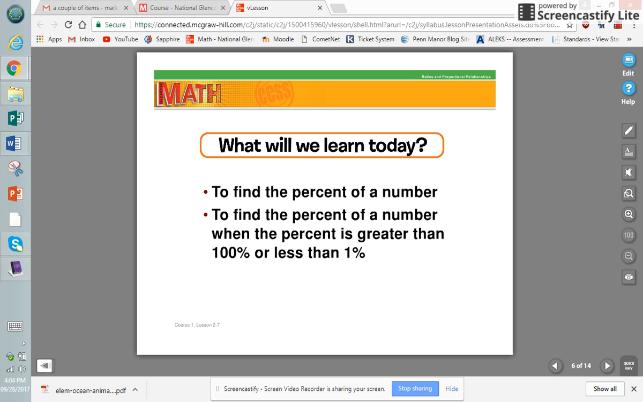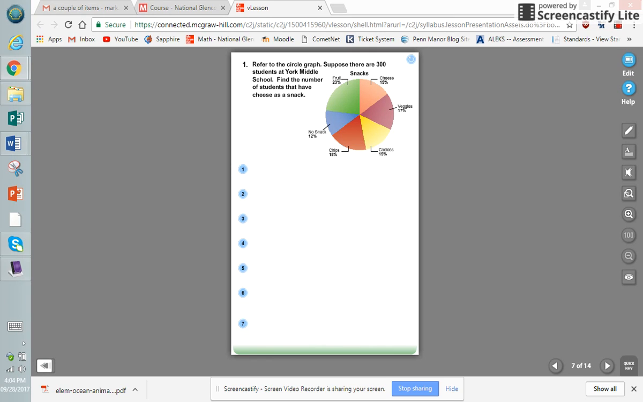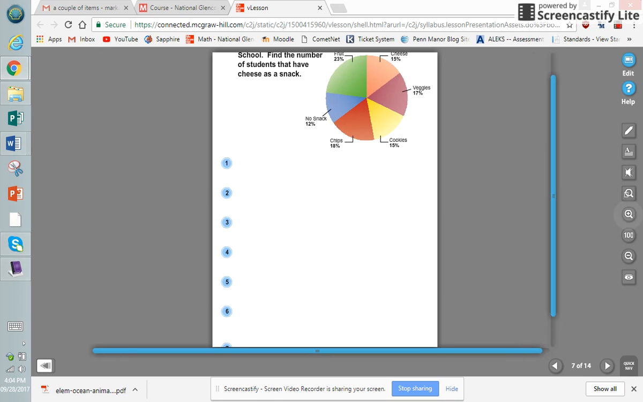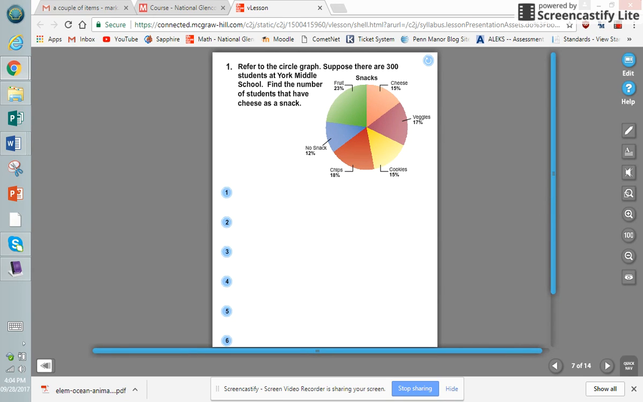All right, moving on. Jump right into a word problem. Let's make it a little bit bigger so my ancient eyes can see it. We're going to refer to this circle graph, and we're going to suppose that there's 300 students in this school in York, and we're going to find out how many students in this school have a cheese snack. Two numbers really seem important to me. First one is the 300. That's the total number of students in that school.